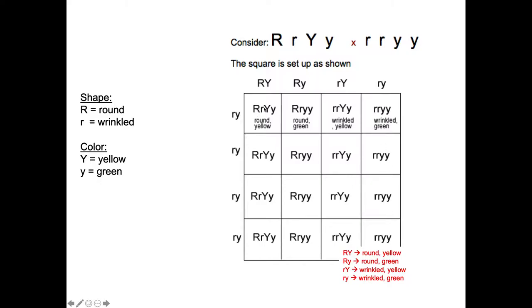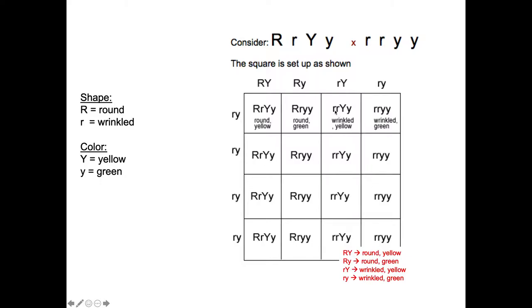And then here we see that since these offspring have one big R, one big Y, that means that they will be round and yellow. So I'll put four tally marks. Here, this one has big R, little y's. They're all the same, big R, little y's. So big R, little y's, they would be round and green. So I put four tally marks.